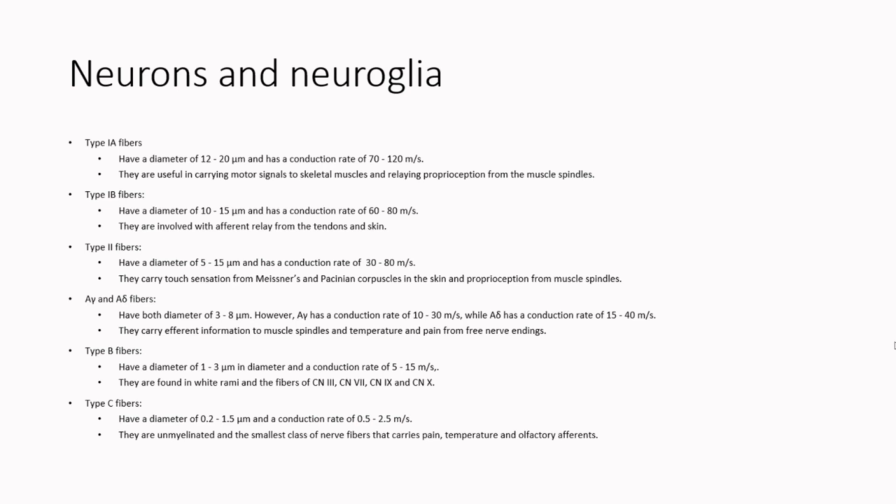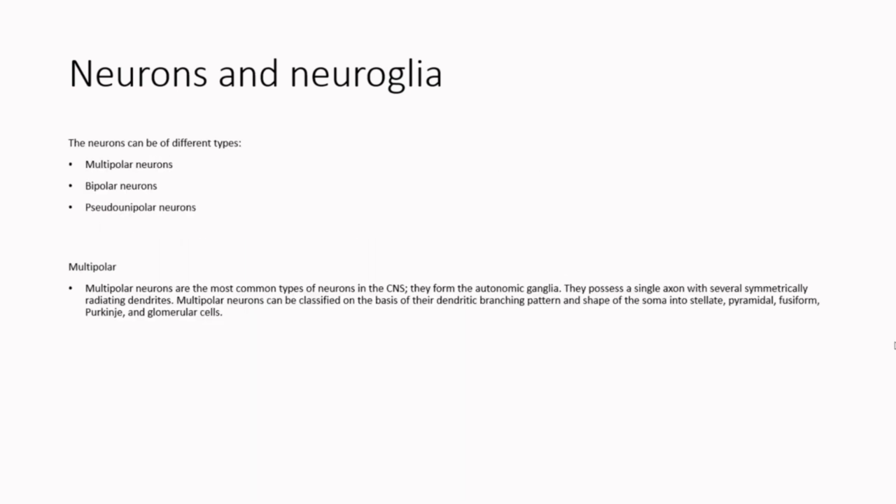Then we have type C fibers. These are the Remak fibers. They don't have any myelination. They are very, very small in diameter. Therefore, they will have a very slow conduction rate, and they carry nociception, temperature, and olfactory afferents.